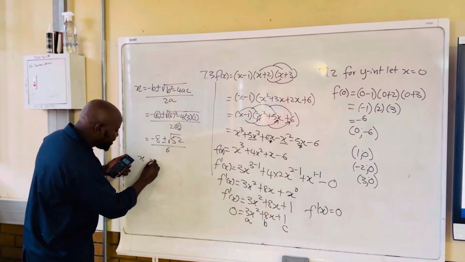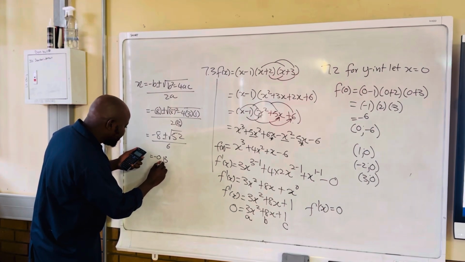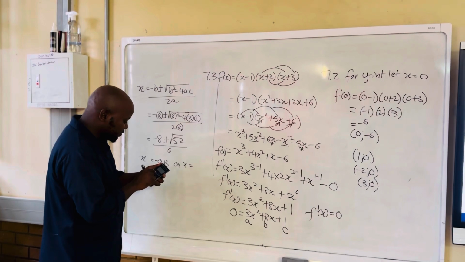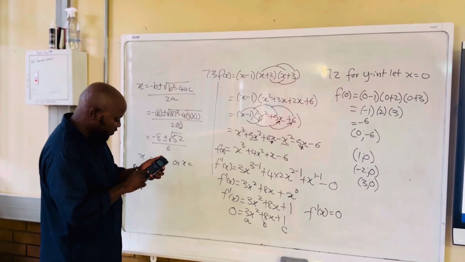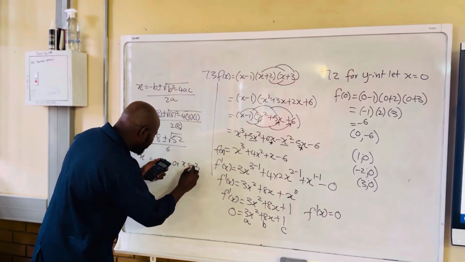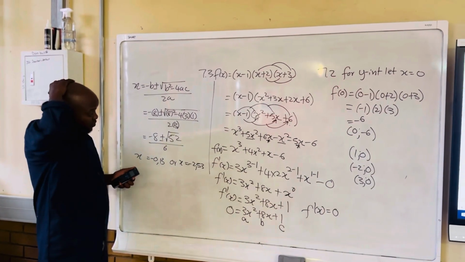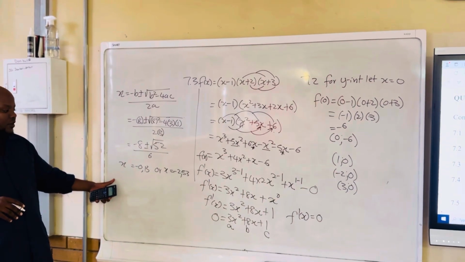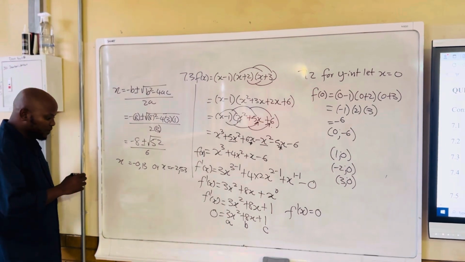Which gives you negative 0,13, or x is equal to, with the minus, negative 2,53. These are our x values of our turning points.